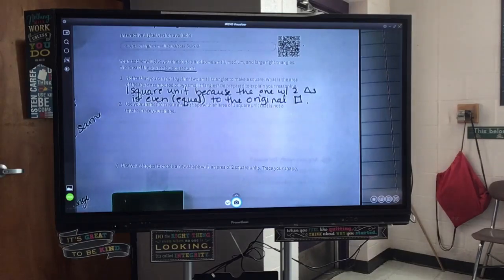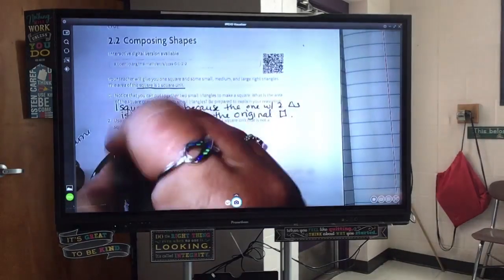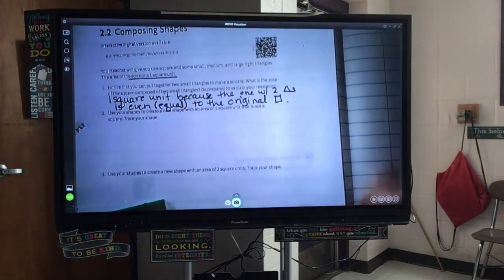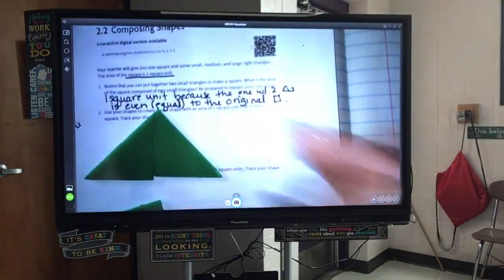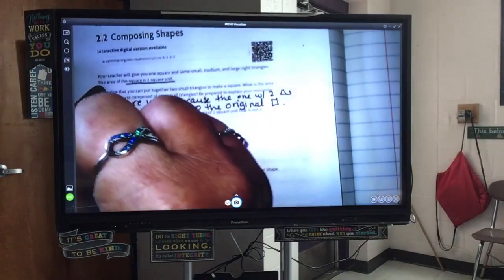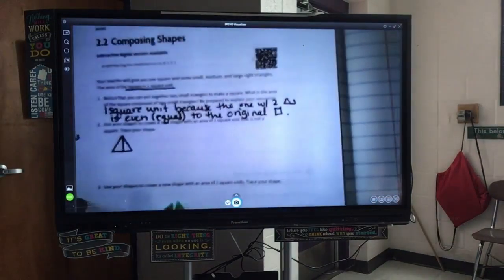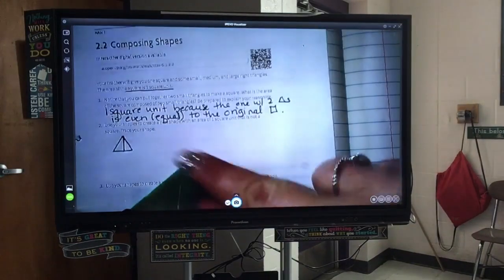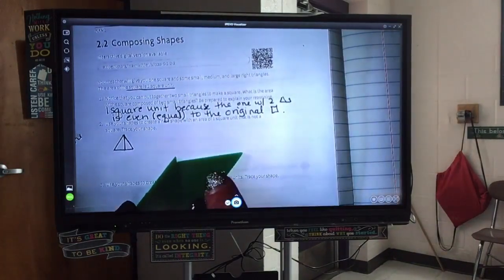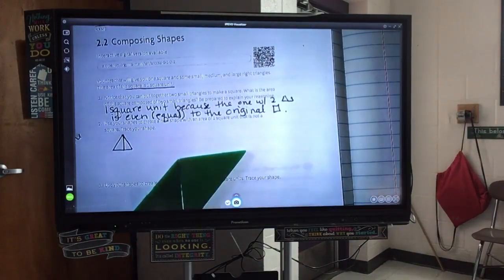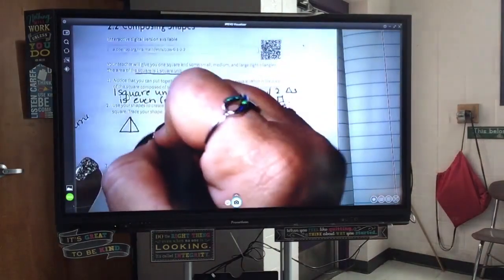The first shape that you can make, you take 2 triangles, you put them like this. You make a triangle. That's 1. Draw it on your piece of paper. The next shape that you can make is a parallelogram. Draw it on your piece of paper.